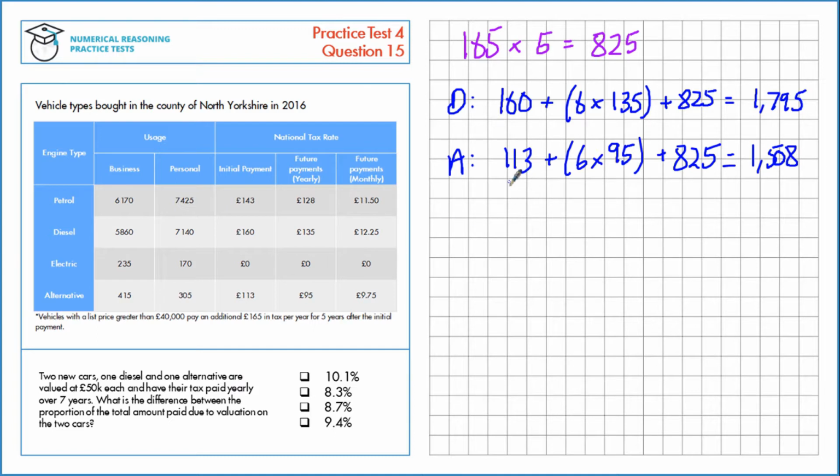So first, let's calculate the proportion for diesel of the total cost due to valuation over the total cost. So the cost due to valuation was 825, and the total cost over the 7 years is this amount here that we calculated, 1795. Since it's a proportion, we want it as a percentage. We'll multiply by 100, which gives us approximately 46%. The same calculation now for alternative.